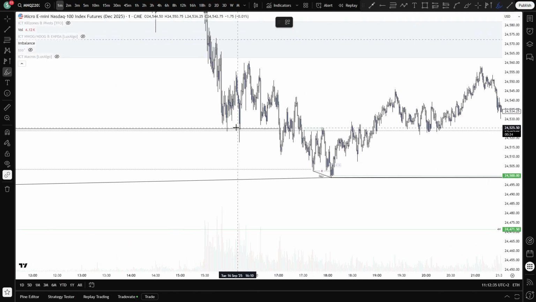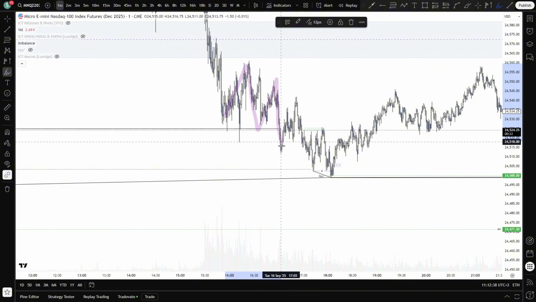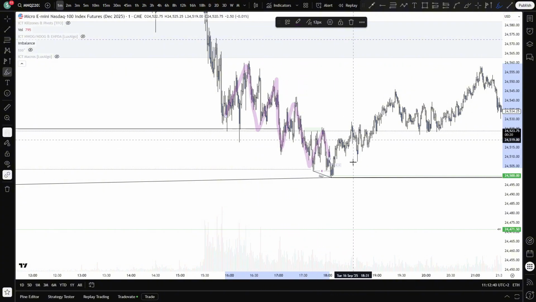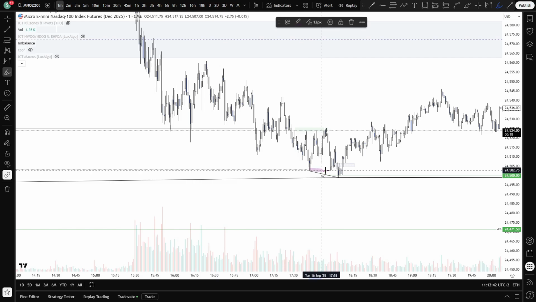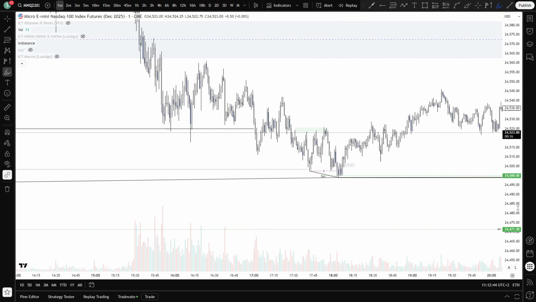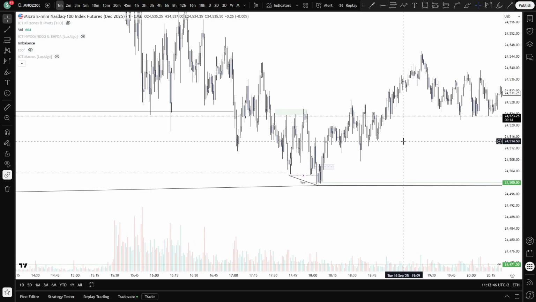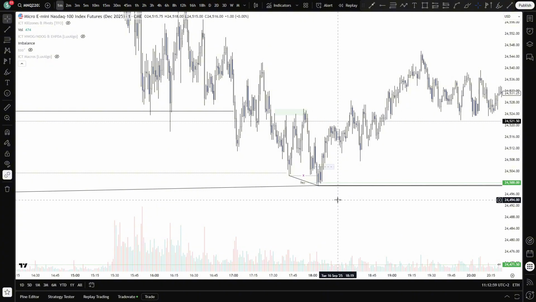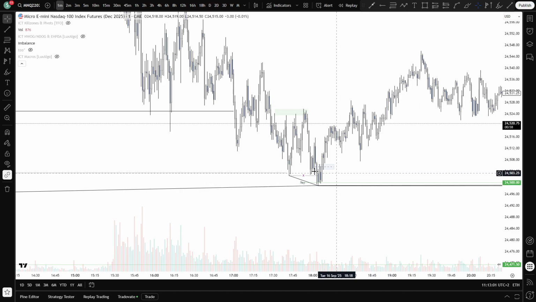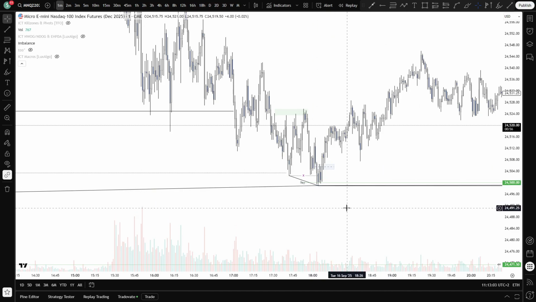The S&P 500 and the NASDAQ were moving in perfect correlation this whole down move, but when we got this manipulation and the tap into the 24,500 level, all of a sudden there was a divergence. Another good confluence to look towards the other side in combination with your manipulation.